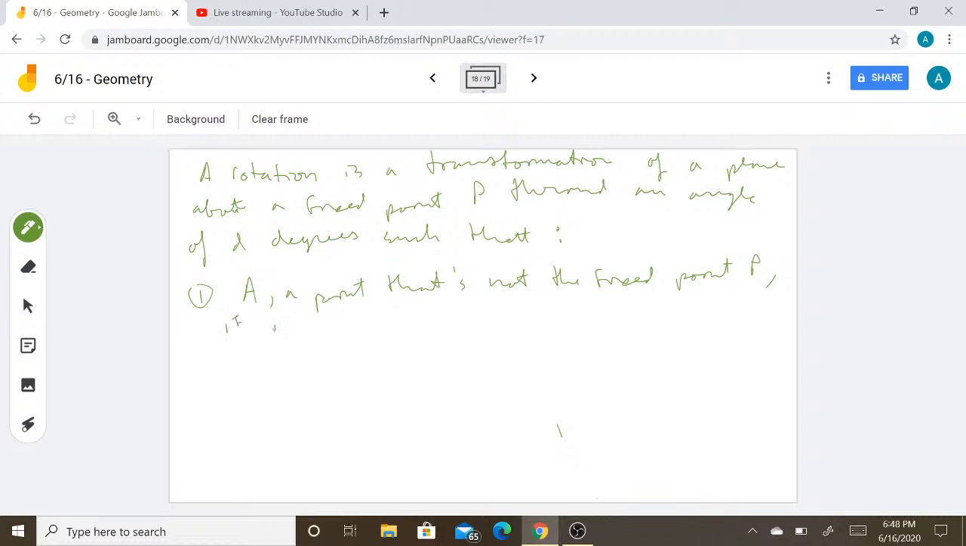if the image of A is A prime, then PA equals PA prime. So what that basically means is that A, which is not the fixed point P, changes as it rotates, and this sign just means that it changed. So from PA, which is the original, it becomes PA prime, saying that P is fixed, so it does not change, and A is the only thing changing.